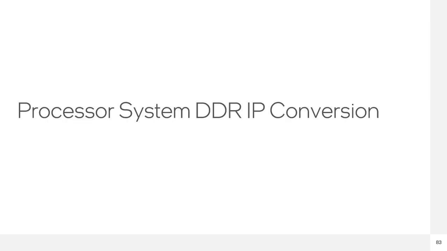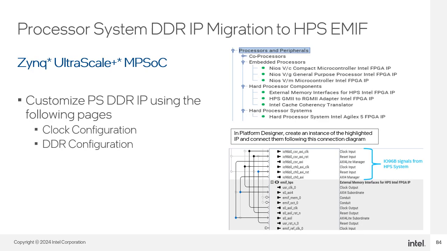In this section, we will provide an overview on how to convert the processor system DDR IP on UltraScale Plus MPSoC to the Agilex 5 FPGA HPS EMIF. We will look at the IP used and how to map the Zynq IP settings to Agilex 5 HPS EMIF IP. You can customize the PS DDR IP using clock configuration and DDR configuration page within the Zynq UltraScale Plus MPSoC IP. For HPS EMIF IP, we will need to create an instance of Hard Processor System and HPS EMIF in Platform Designer. Once they are created, we will connect IO96B signals of the HPS system to the EMIF instance, following the bottom right diagram.